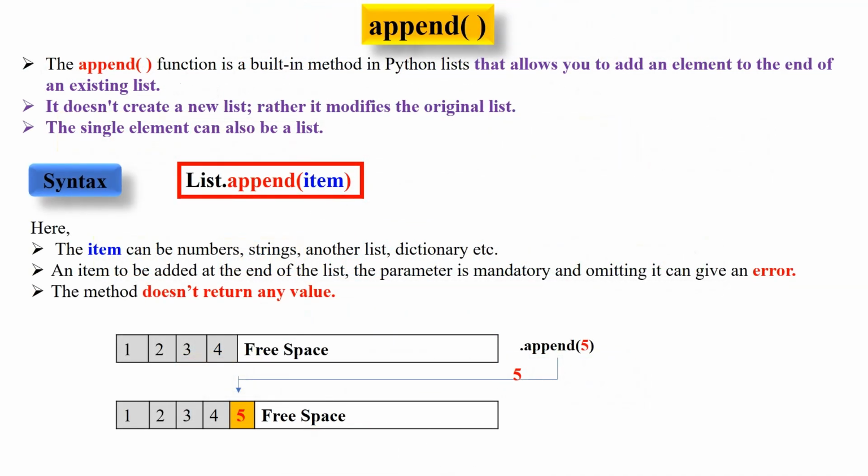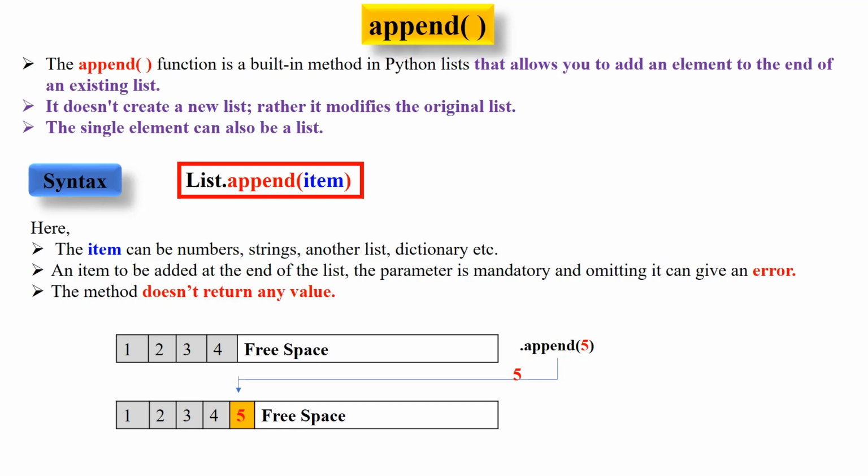Let's learn about the append function. The append function is a built-in method in Python lists that allows you to add an element to the end of an existing list. It doesn't create a new list, rather it modifies the original list. The single element can also be a list. The syntax is list.append(item). Here, the item can be numbers, strings, another list, dictionary, etc. It is the item to be added at the end of the list. The parameter is mandatory and omitting it can give an error. The method doesn't return any value.